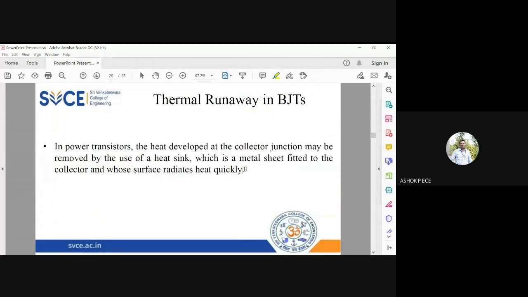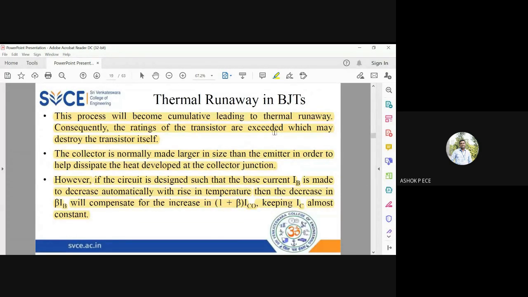Okay, so this is the effect of thermal runaway in BJT. This issue is still there. Although there are many methods to prevent thermal runaway in BJT, you cannot ignore the effect of thermal runaway. You cannot say BJTs are free from thermal runaway. No, I can minimize the effect of thermal runaway in BJTs using appropriate circuits.